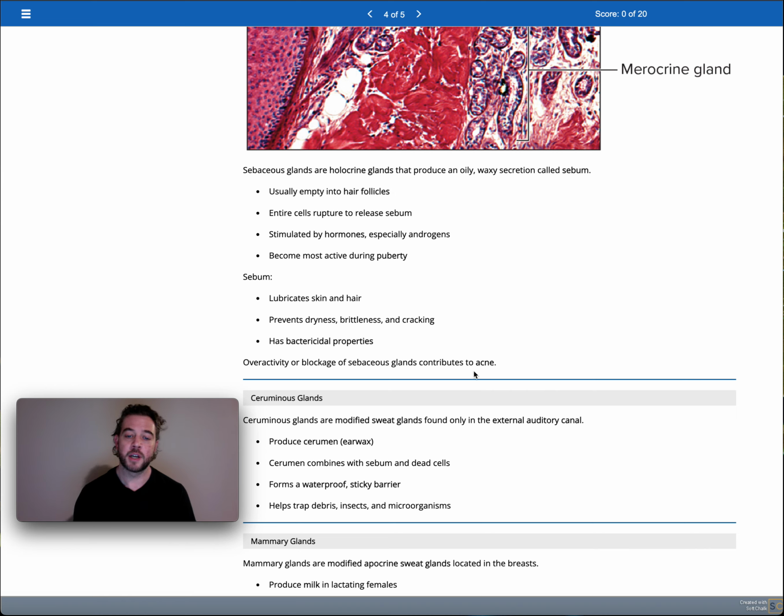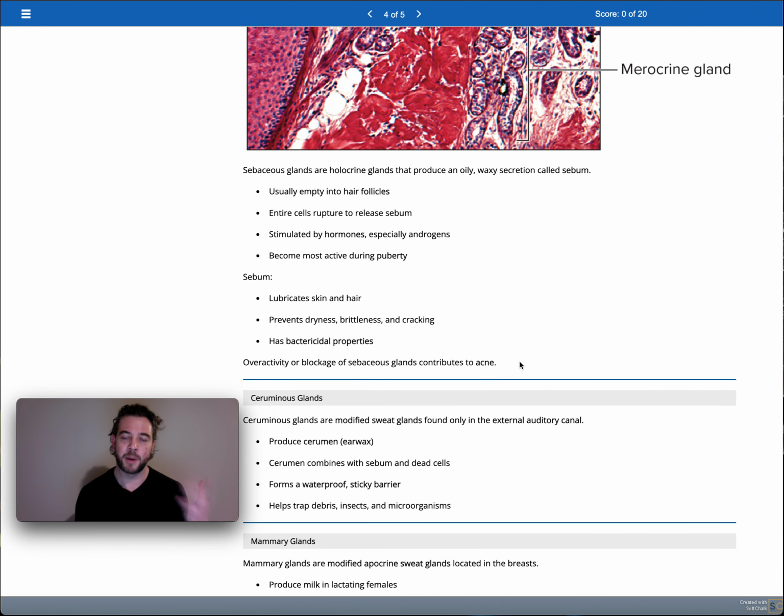Overactivity or blockage of these can both contribute to acne, so there's different kinds of acne, and the sebaceous glands are really playing a role in that. It's not so much the sweat glands, although I'm sure that the sweat glands could contribute to that. Like I said, if you're breaking down bacteria and not properly cleansing as you should, that could contribute to it.